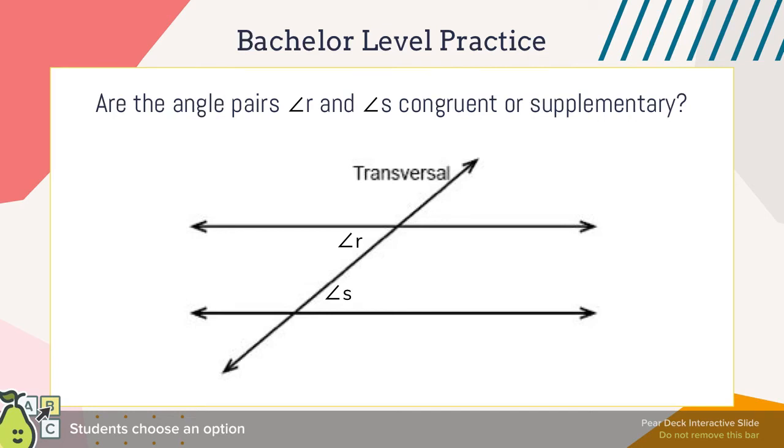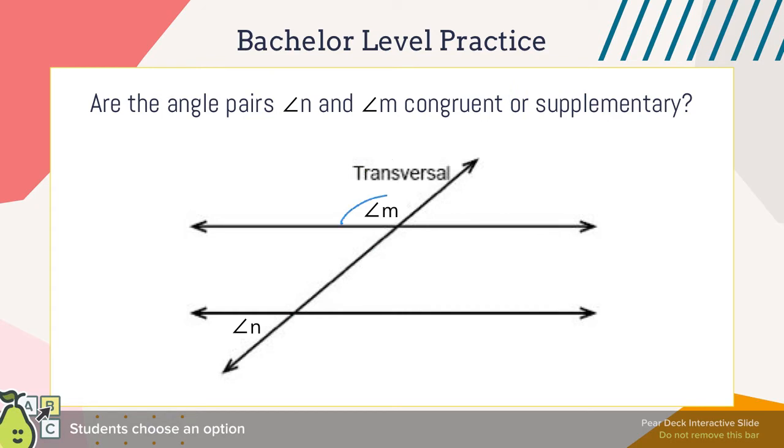Angles R and S are both acute angles. They are both in between the parallel lines and on opposite sides of the transversal. So we would call them alternate interior angles, and they are congruent.